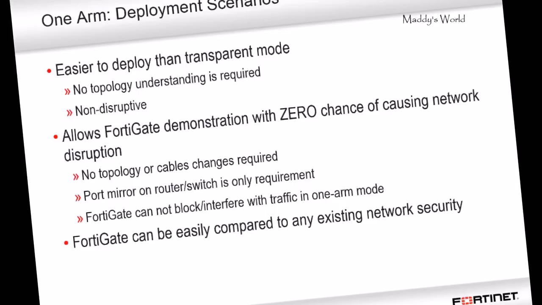Before sniffer mode, the only way you could demonstrate a FortiGate was to put it transparently in line with the traffic. This could potentially disrupt the network if you didn't properly understand the layer 2 topology, but now there is no risk.